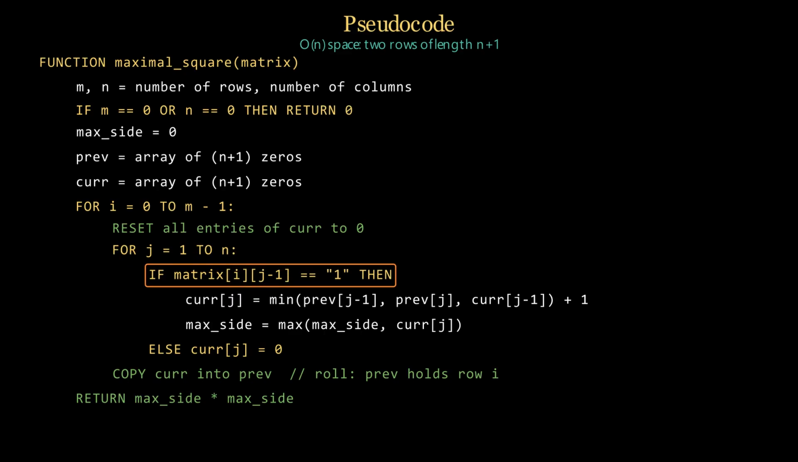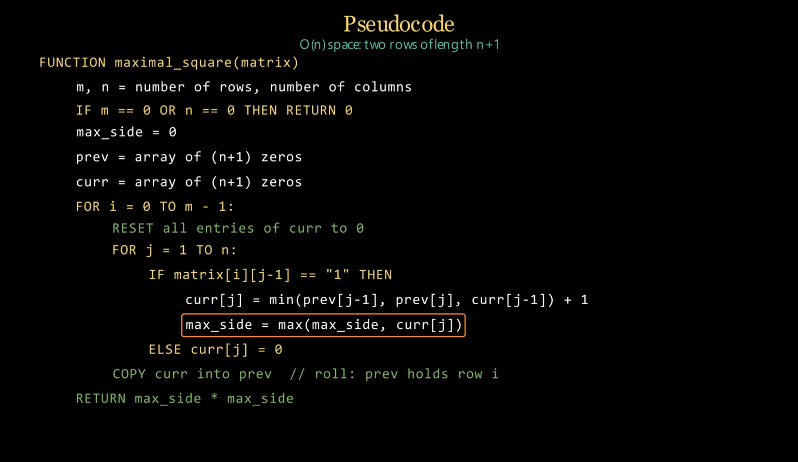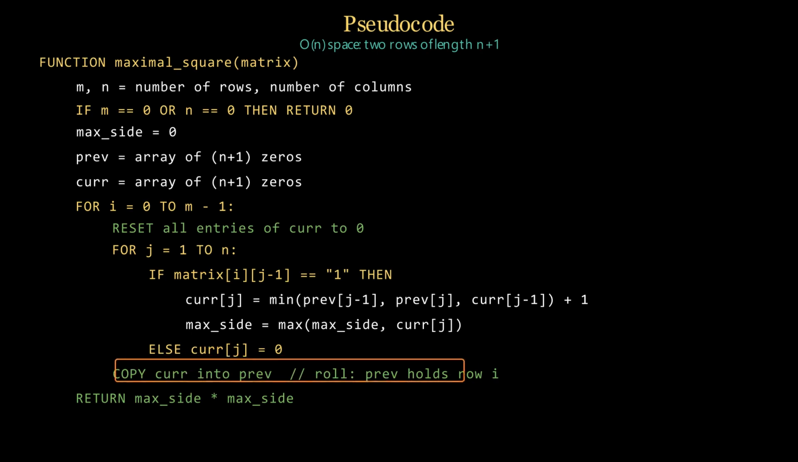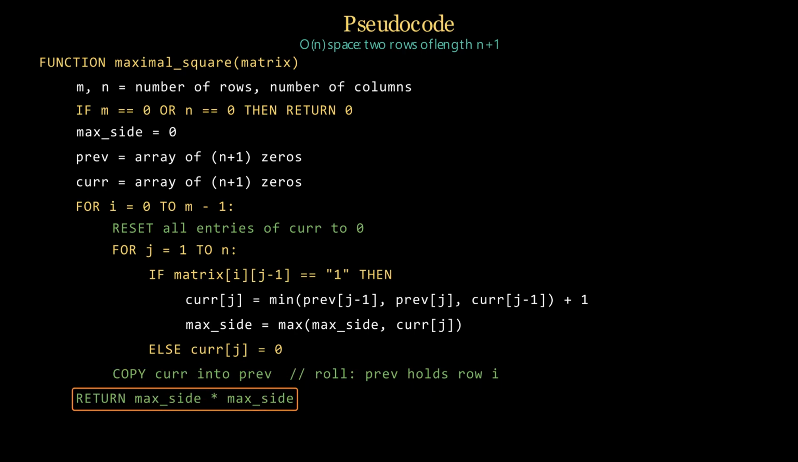If the matrix cell is a 1, we use the recurrence. Set cur at j to 1 plus the minimum of 3 neighbors, previous j-1, previous j, and cur j-1. Update max side if this cell beats the best so far. A 0 in the matrix forces the DP entry to 0. After finishing the row, copy cur into previous so the next row can read it. The last line returns max side times max side, which is the area.